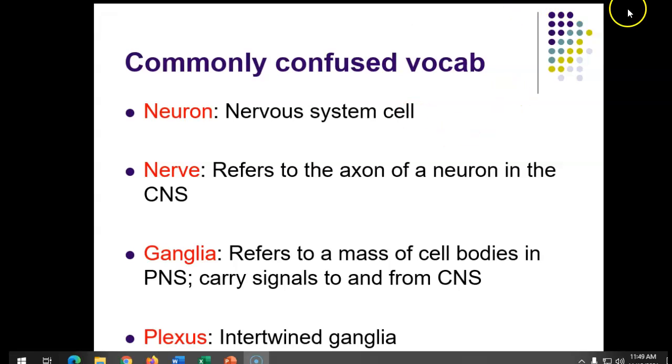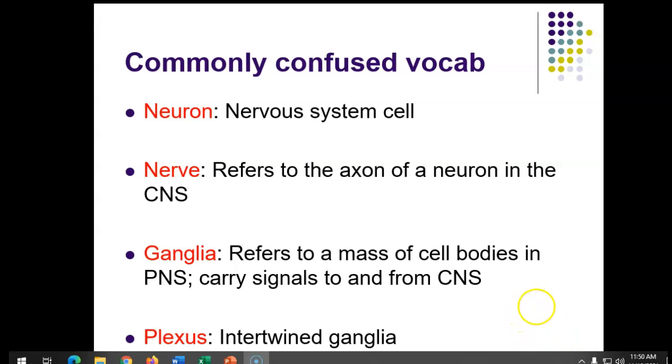When we talk about a nerve, we're talking specifically about neurons that are found in the central nervous system and specifically about their axons. So these are going to be neurons that are found in the brain and the spinal cord. When we talk about ganglia, we're talking about neurons that are found in the peripheral nervous system. So their job is going to be to carry signals to and from the brain and spinal cord. And we're referring to the cell bodies of those particular neurons.